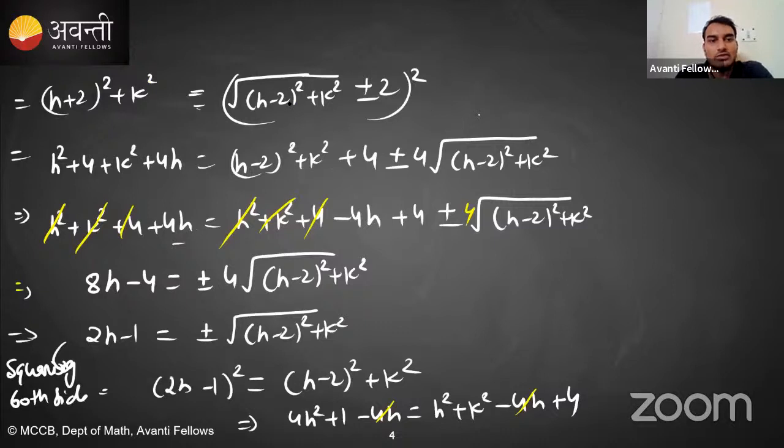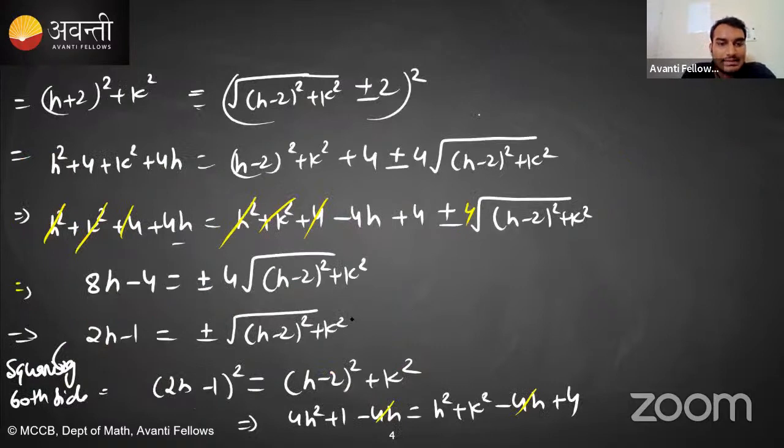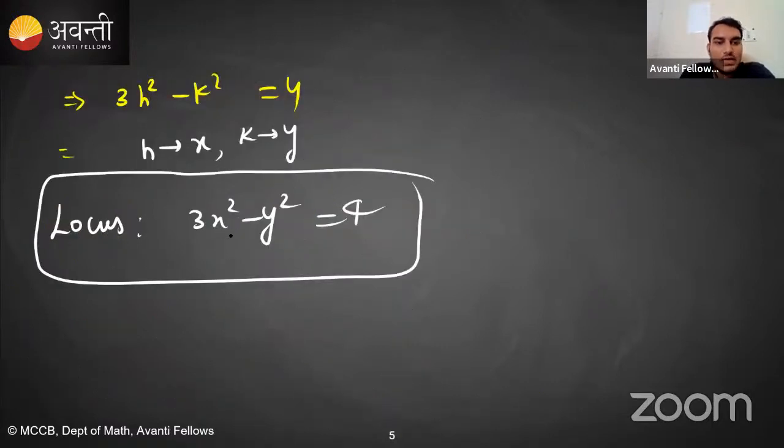Simple, right? The question was saying the difference of the distances from two points is 2. So according to the question, we started forming our mathematical equation, right? Then we have to simplify it. We simplified it, and at last we got 3x square minus y square is equal to 4. Is there any doubt, student, in this question? Let me know quickly in the chat box. Everyone clear? There is no doubt now in the locus questions, right? Okay, very good.